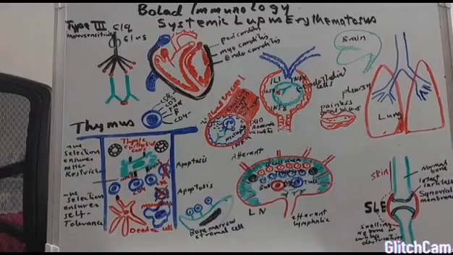Why do T lymphocytes migrate from bone marrow to the thymus gland? They migrate from bone marrow to the thymus gland for maturation, for development of a repertoire. Development of a repertoire means that they express unique receptors for different antigens or pathogens in the environment even before they encounter that environment. Okay?